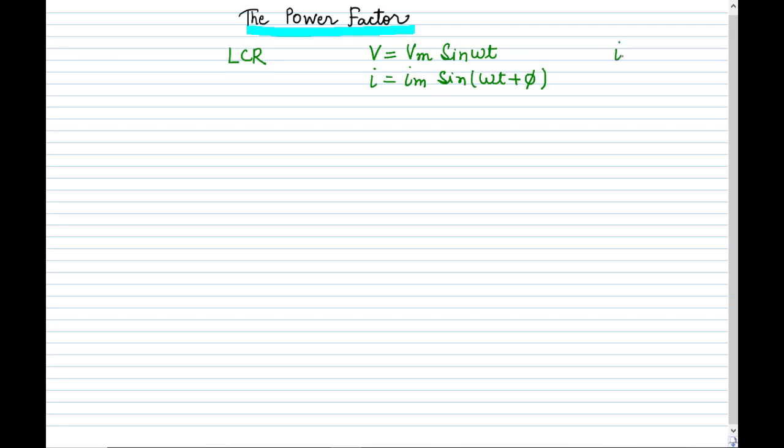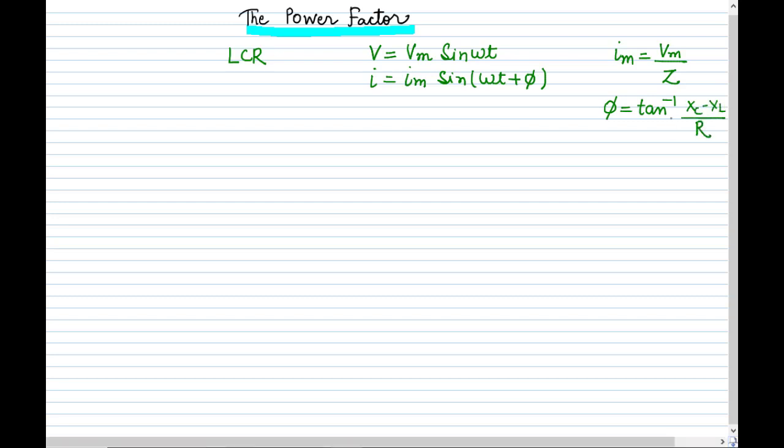Also, the current is given by Vm upon Z. This is similar to Ohm's law, I is equal to V upon R. But here, instead of R only, we have resistance, capacitive resistance and inductive resistance. So this we call impedance Z. And the phase difference phi is given by tan inverse of (Xc minus XL) upon R. This we have done in our AC circuit lecture.